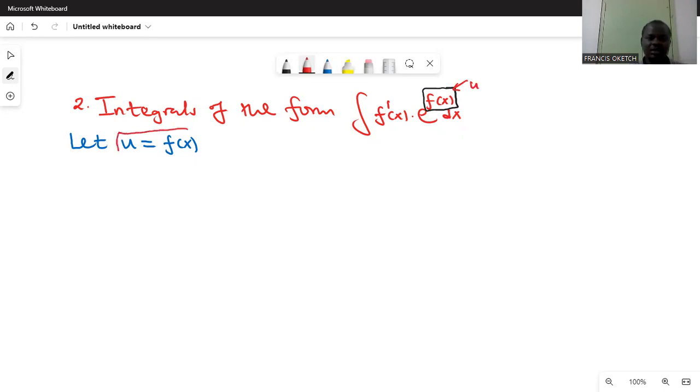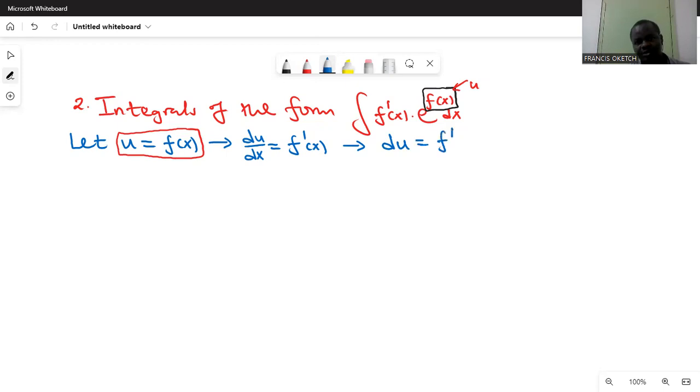And just like I told you that every time you make a substitution, you must find the corresponding differential. So what about du dx? That will be equal to f prime of x. Or you can say if I cross multiply, I'll get du being equal to f prime of x dx.